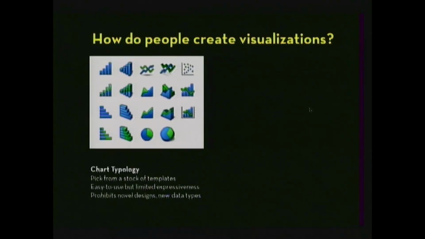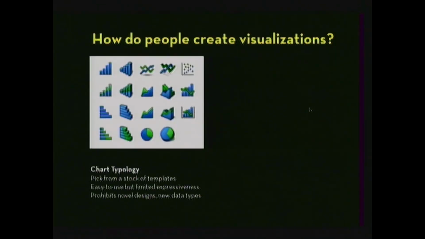right? And so in statistical literature, we refer to this as a chart typology. As you pick from a set of stock templates, they're easy to use, but they have limited expressiveness. So as soon as you have a data type that's not supported, or you have a visual design idea that's not easy to configure in these, the system breaks down. It's really not a creative process so much as one of selection.